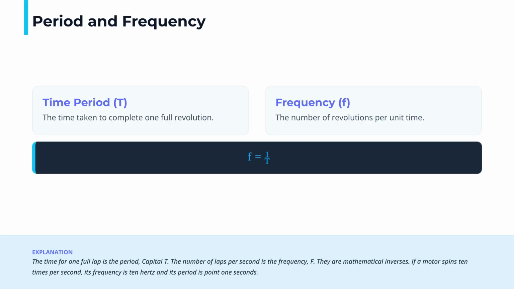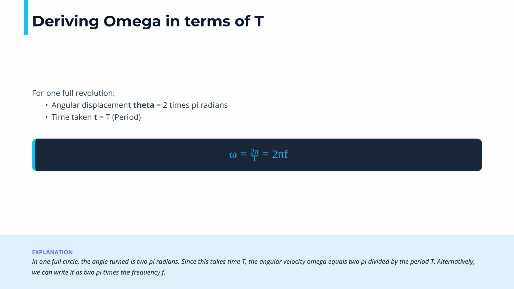The time for one full lap is the period, capital T. The number of laps per second is the frequency, f. They are mathematical inverses. If a motor spins 10 times per second, its frequency is 10 Hz, and its period is 0.1 seconds. In one full circle, the angle turned is 2 pi radians.